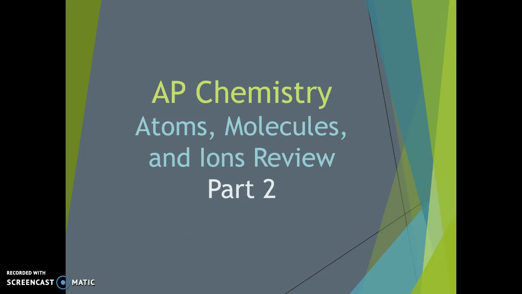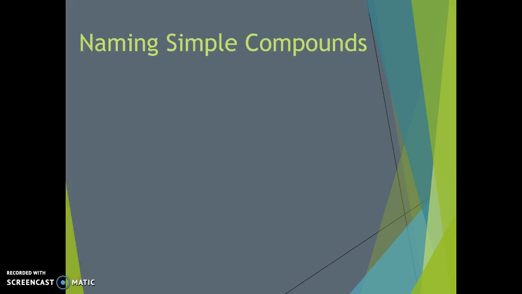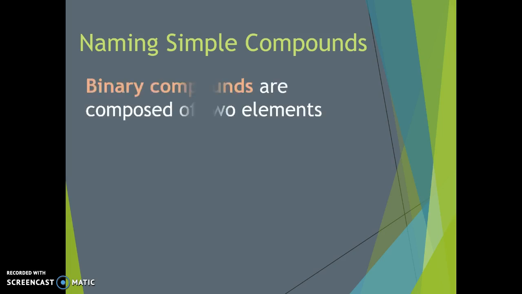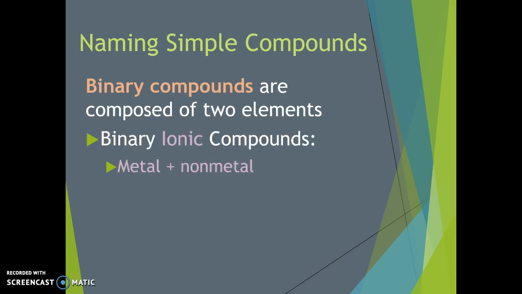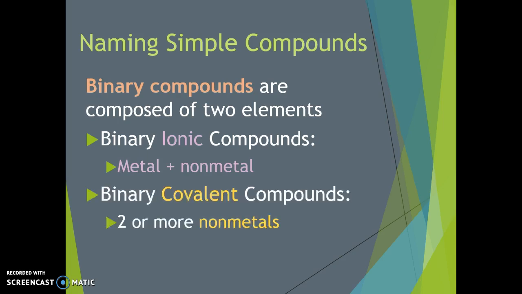The second part of our unit on atoms, molecules, and ions will look at naming and formula writing for chemical compounds. Chemists needed a system for naming compounds in which the name tells us something about the composition of the compound. We will first focus on binary compounds, which are made of two elements bonded together. There are binary ionic compounds, which is a metal bonded to a nonmetal, and then binary covalent compounds in which two or more nonmetals are bonded together.